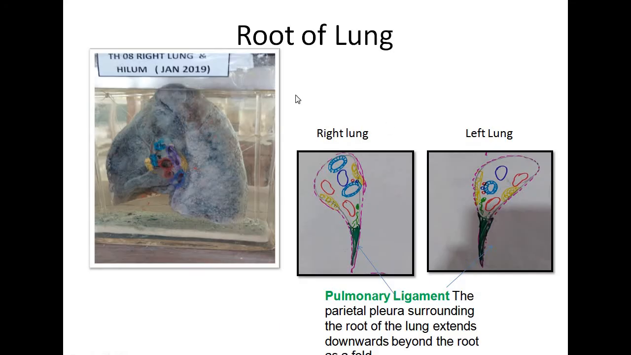Coming to the root of the lung. Now here in this specimen you can see this is the root of this lung from which structures are entering and exiting the lung. Here this is the root of right lung and this is the root of left lung, and below extending is this pulmonary ligament, which is nothing but the parietal pleura surrounding the root of lung, extending downward beyond the root as a fold of the pleura. So this is pulmonary ligament, and above there is root of lung, and this complete structure is the hilum of the lung.